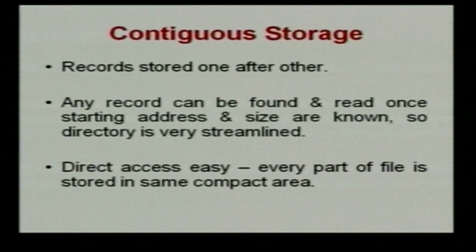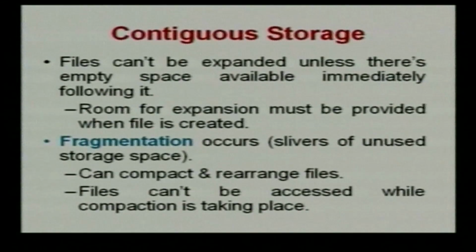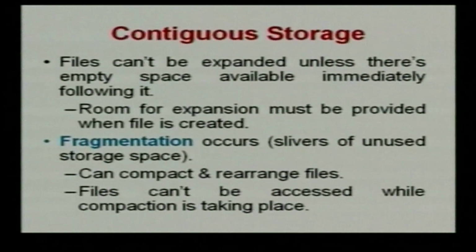So, first let us look at contiguous storage. Here records are stored one after the other. So, if you know the starting address and you know the size, you can just read the record. It is the simplest method, and this makes direct access very easy. Every part of the file can be accessed directly. The problem with contiguous storage is that the file cannot grow unless there are remaining memory locations immediately following it. So, room must be provided for expansion when the file is created. Suppose you have a 100-record file and you think there will be about 50 records inserted, then you have to allocate 100 plus 50, and that prediction you have to do.